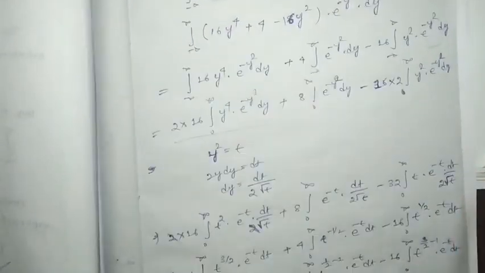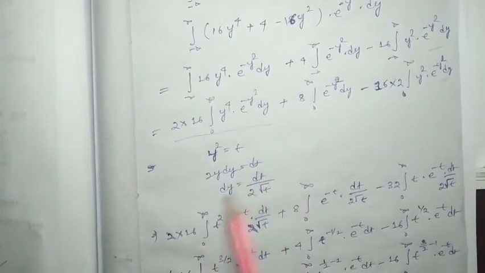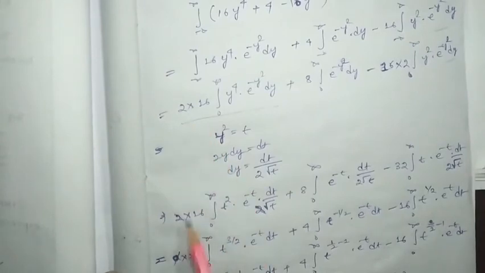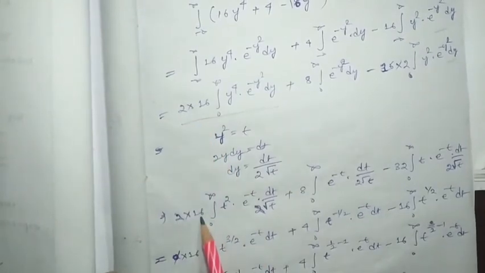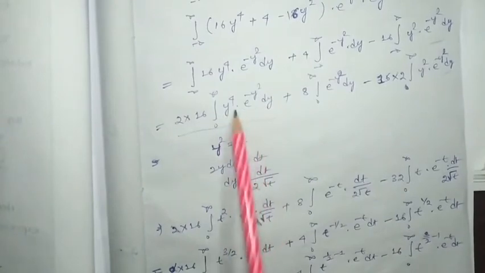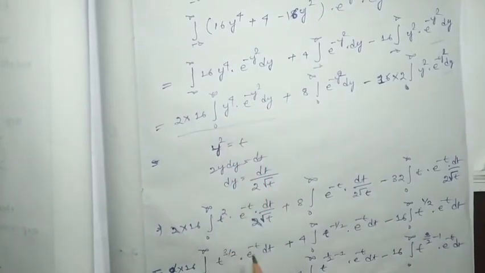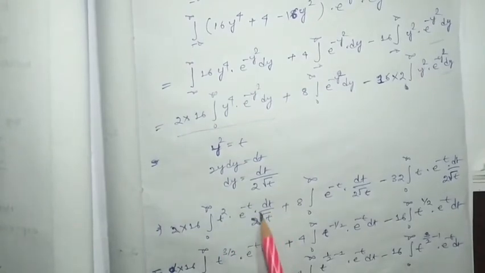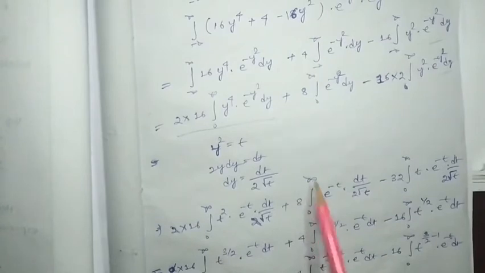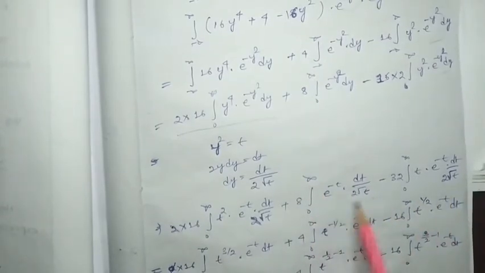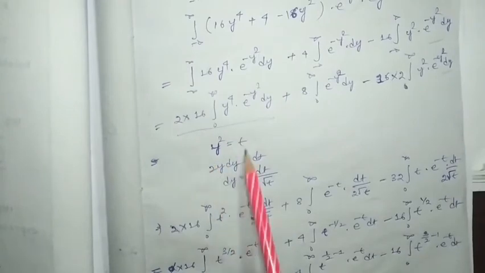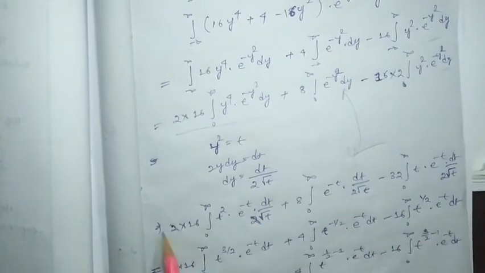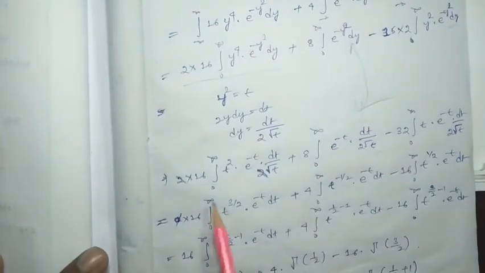Okay, now put y square as t, 2y dy equal to dt, same thing, dy equal to dt by 2 root t. So this will be 2 into 16 integral from 0 to infinity. Here I am going to put t instead of y square, so it will be t square into e to the minus t dt by 2 root t, plus 8 into integral from 0 to infinity. I just substituted t instead of y square here. Okay, so here 2 got cancelled, 16 into integral from 0 to infinity.